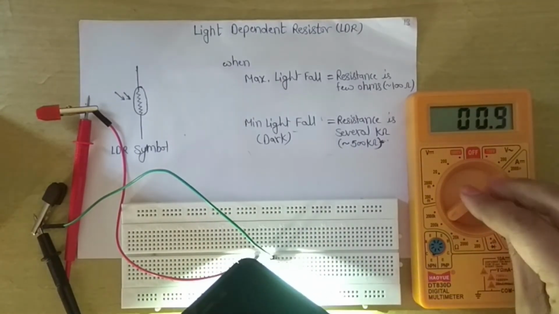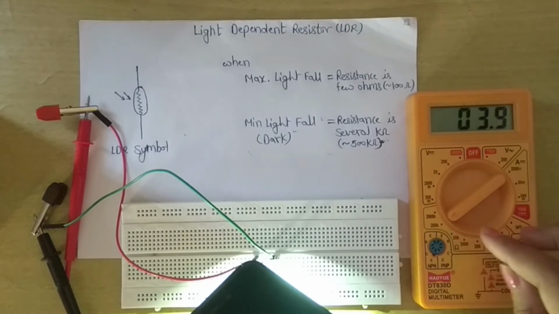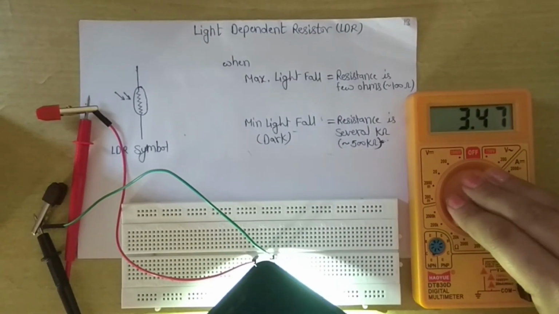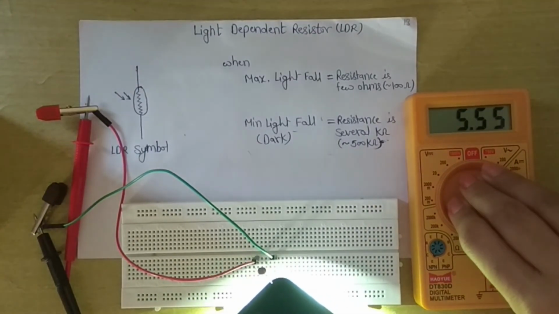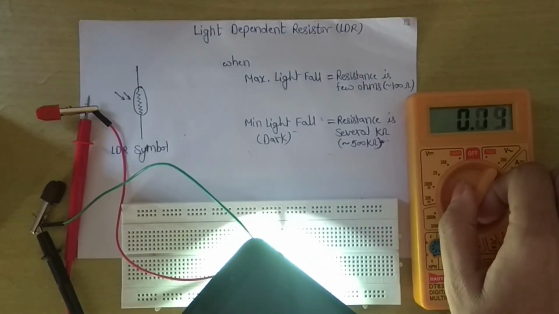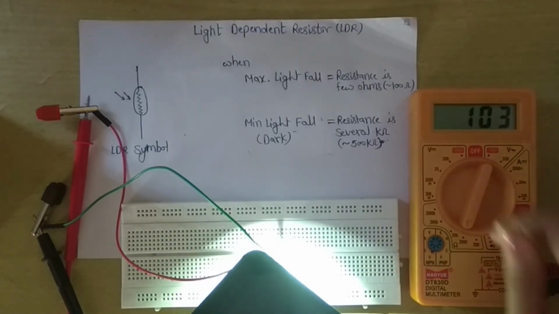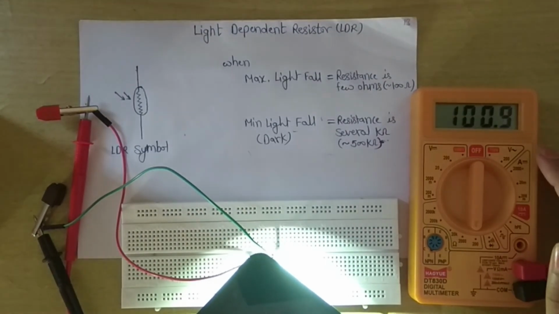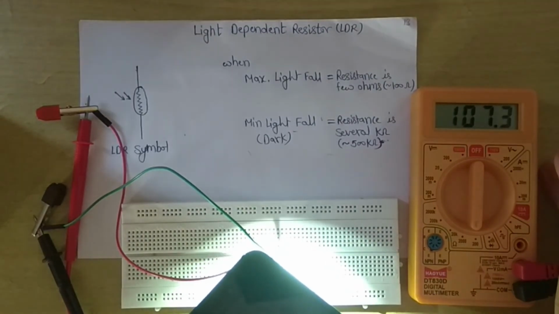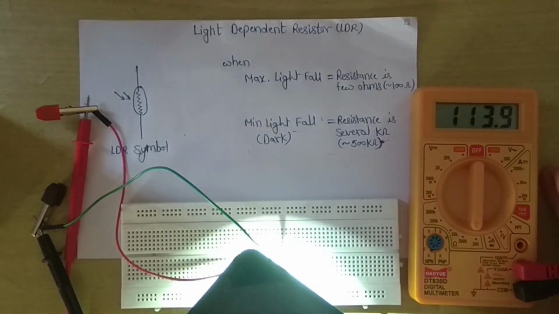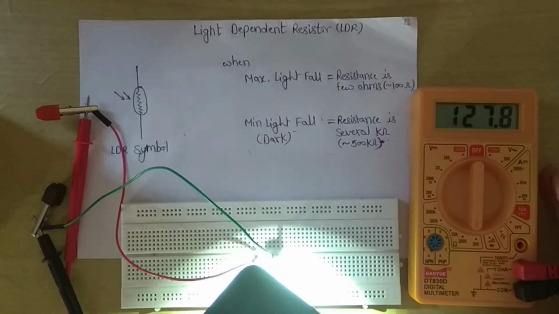So I am making the range lower. It is 1.4 kilo ohm. I am again making the range lower. I increase light once again, so it is going down to approximately 100 ohm, 90 ohm, 80 ohm. So as the light falls, its resistance goes low, down to 100 ohm.